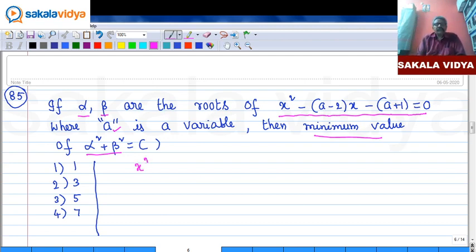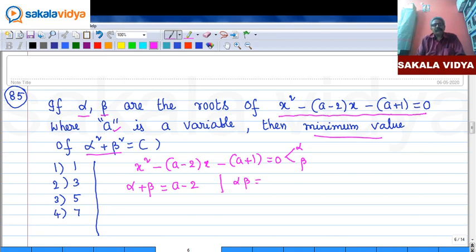x square minus (a minus 2)x minus (a plus 1) equals 0 has two roots, alpha, beta. Let us find out the sum of the roots. That is equal to a minus 2. Am I correct? Minus x coefficient by x square coefficient. Alpha beta, that is constant term by x square coefficient, minus of (a plus 1).